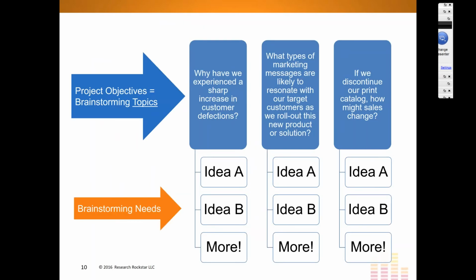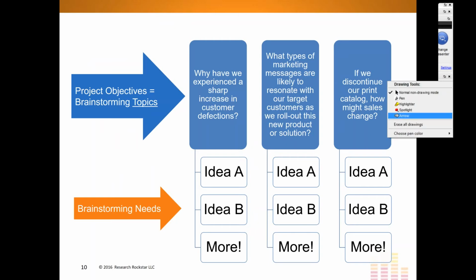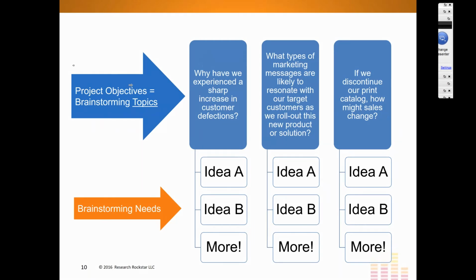So let's take a look at some very simple examples. Let's imagine we've got a number of project objectives. Let's imagine we've got some project objectives over here on the left-hand side of my screen. I'm going to end up drawing on my screen a little bit, but that's okay. There are a lot of different types of objectives. These are 3 hypothetical objectives that I might be working on at any given moment in time.